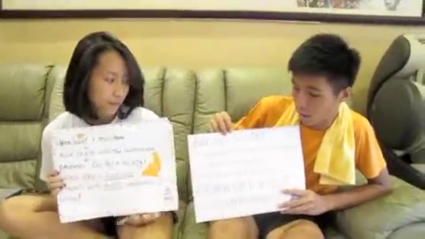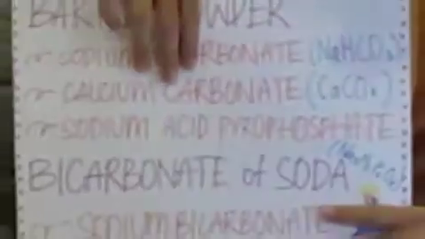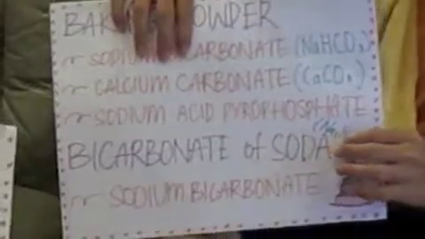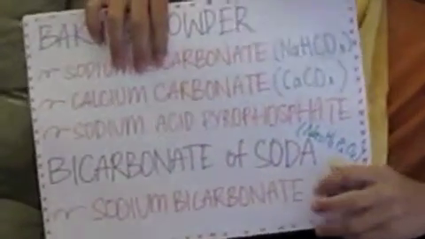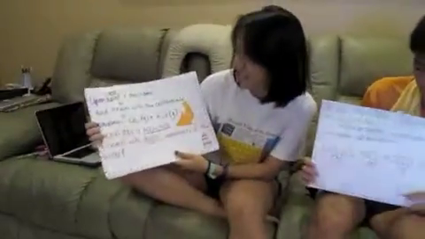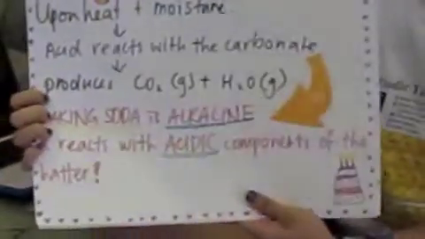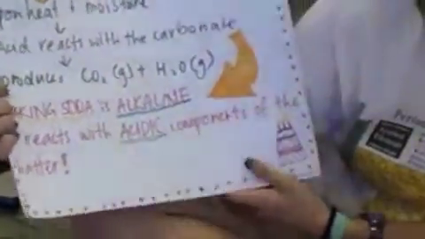For baking powder, it comprises of sodium bicarbonate, calcium carbonate, and sodium acid pyrophosphate. And for baking soda, which is also known as bicarbonate of soda, it contains bicarbonate. Upon heat and moisture, the acid reacts with the carbonate and produces carbon dioxide gas and H2O, which is water vapor, and this causes the cake to rise.